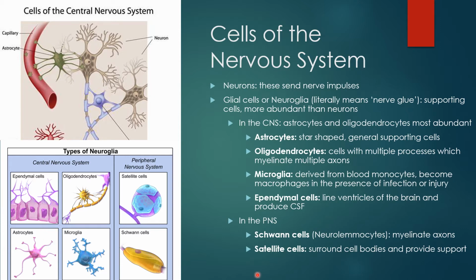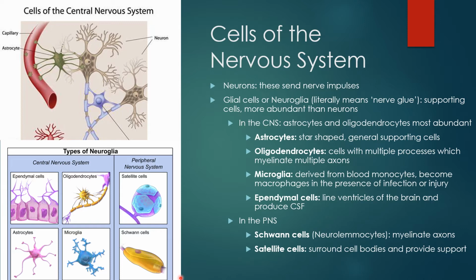You have your oligodendrocytes, which are cells with multiple processes which myelinate multiple neurons. So this would be your oligodendrocyte. And look at this oligodendrocyte here, myelinating multiple neurons. You have your microglia, which are from the blood monocytes, and they become macrophages in the presence of infection or injury. So essentially, unless there's a major injury to the brain or a major infection in the brain, you barely see these cells. Ependymal cells are the cells that line the ventricles of the brain and produce cerebrospinal fluid.